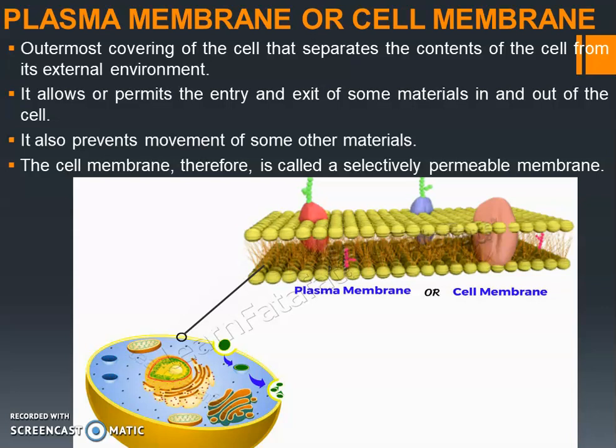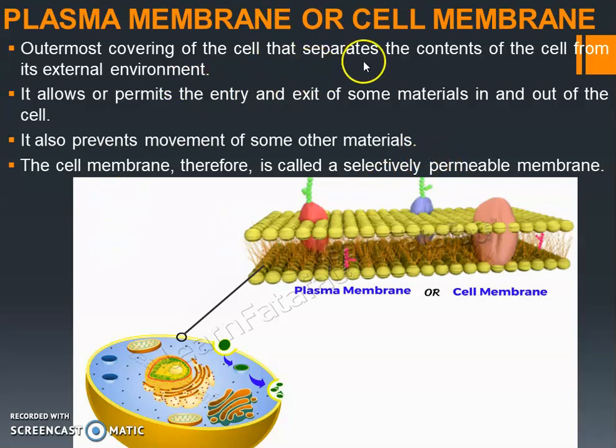Okay, so cell membrane is therefore called as selectively permeable membrane, or the plasma membrane is also called as selectively permeable membrane. So the other name for plasma membrane is cell membrane, and if they ask the other name for cell membrane, it is plasma membrane. Clear this, children? Now let us see.